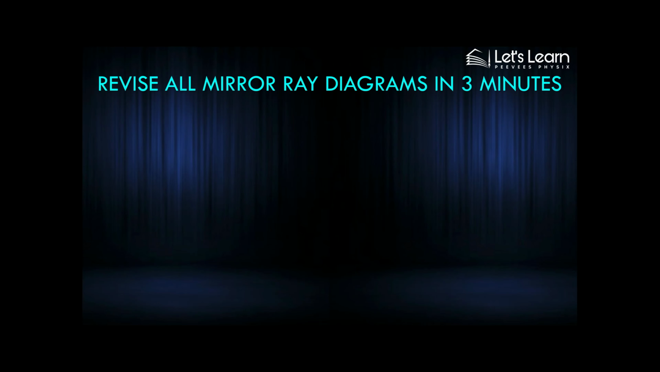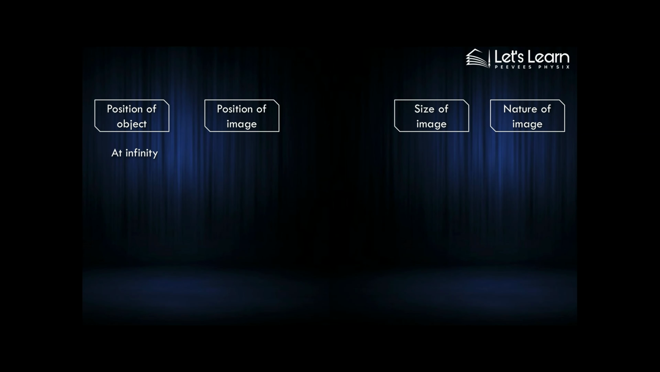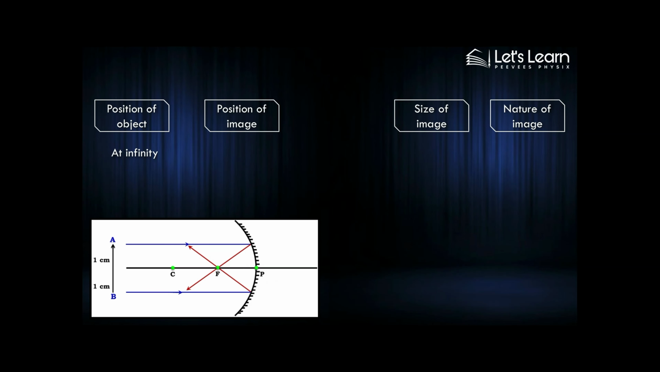Let's revise all the mirror ray diagrams in less than 3 minutes. First one, position of the object at infinity. Position of the image is at principal focus. Size of the image highly diminished. Nature of the image real and inverted.